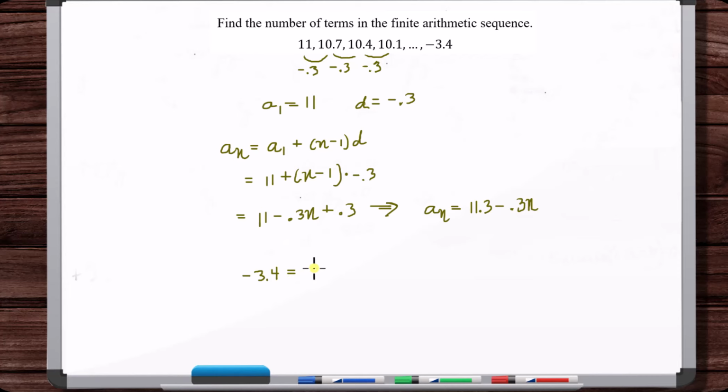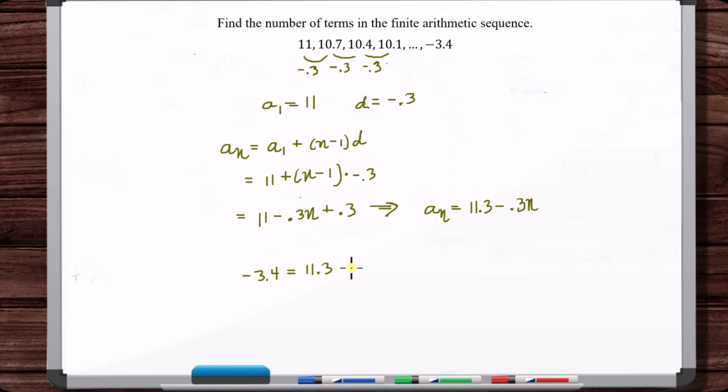and just solve for n, right? Because this minus 3.4 is the last term in the sequence. We're starting at 11, right? We start at 11 and we're going to minus 3.4. So if we have our sequence formula correct, we just plug this minus 3.4 in, we can see what n that represents.